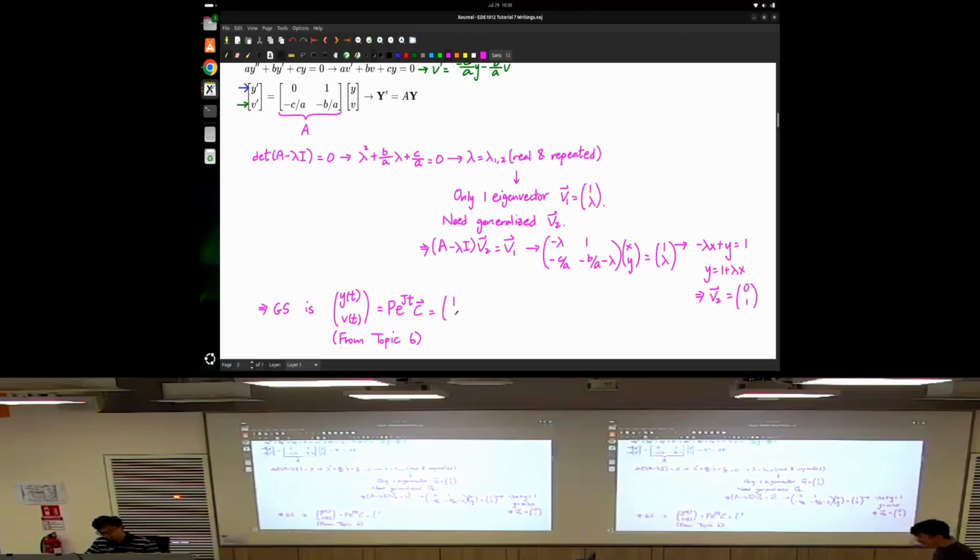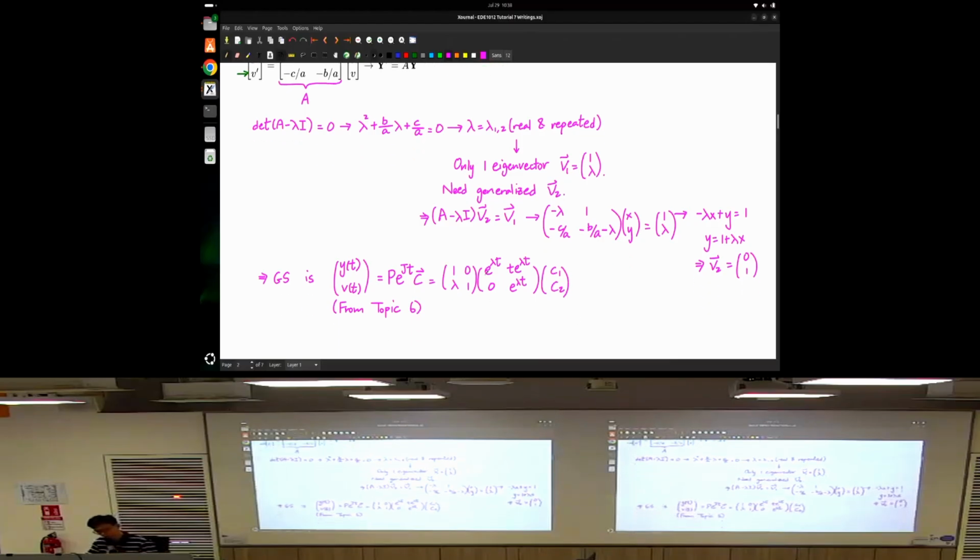So it'll be (1, lambda) and (0, 1) times e to the Jt, which is e to the lambda t, e to the lambda t, then on the top right must be t e to the lambda t, then this guy is a 0. Then C1, C2. If you multiply out the last two matrices first, this is C1 e to the lambda t plus C2 t e to the lambda t, then the bottom is just C2 e to the lambda t.